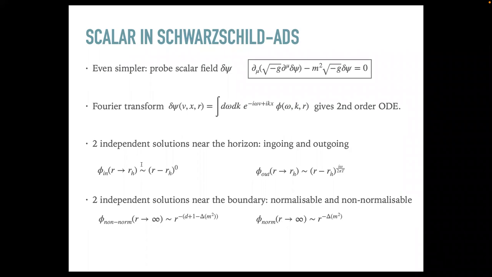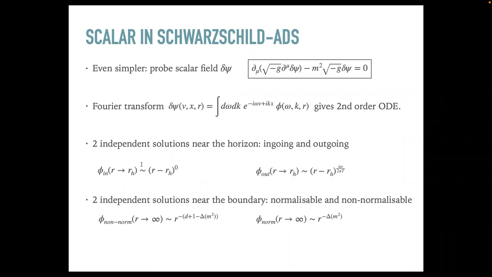Now, if we look near the horizon of the black hole, we can give a straightforward interpretation to what these two different solutions are. There's one solution, which is called the ingoing solution, which in these ingoing coordinates I'm using is regular. So it just has some Taylor series expansion near the horizon. It corresponds to something falling into the horizon. The other independent solution is called the outgoing solution. This does not have a Taylor series expansion near the horizon, it has some strange power here. This corresponds to a mode coming out of the horizon. So these are the two independent solutions near the horizon.